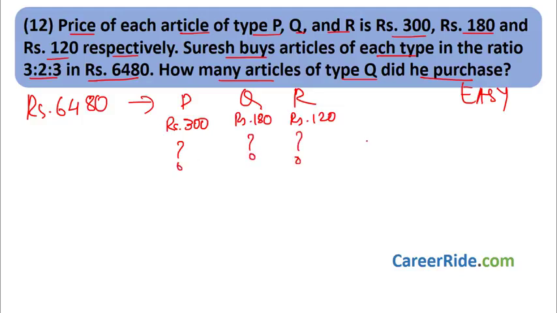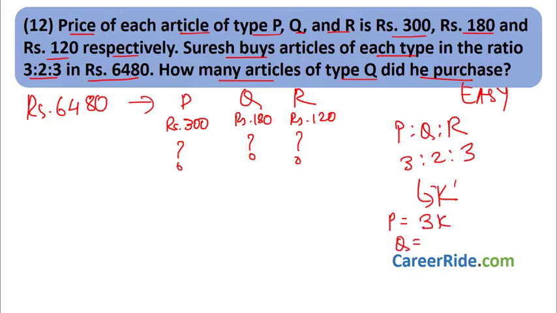We do not know. We only know that the ratio of the quantities bought, of type P is to Q is to R, is 3 is to 2 is to 3. Do we know the actual quantities? No. So how to find actual values? Let the common factor be K. So the number of articles of type P that Suresh bought was 3K, of type Q it is 2K, and of type R it is 3K.